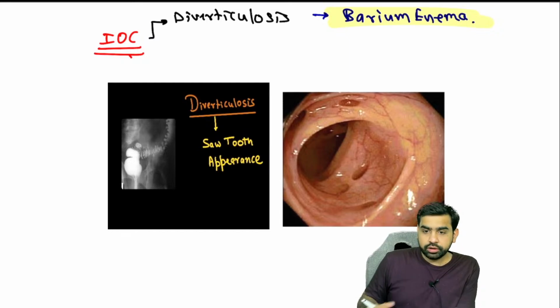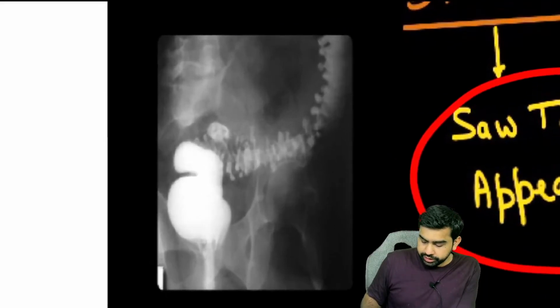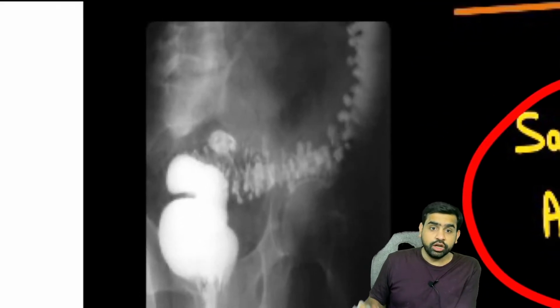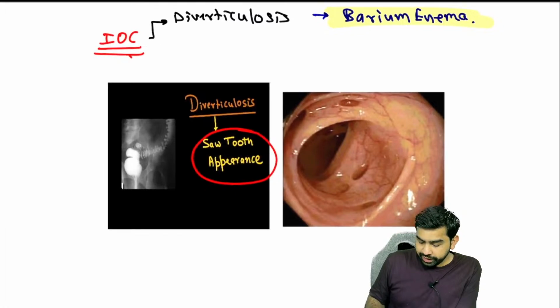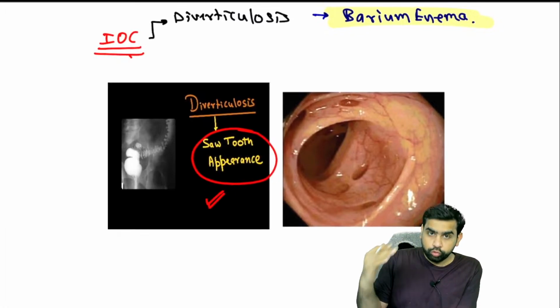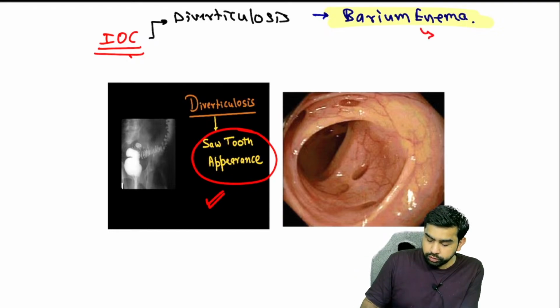So what kind of appearance do you get in patients with diverticulosis? What you basically get is this sawtooth appearance. Just look at this particular image, guys. This image is important. This is what is called a sawtooth appearance. Investigation of choice for the diverticulosis is the barium enema, and in this you get this sawtooth appearance.